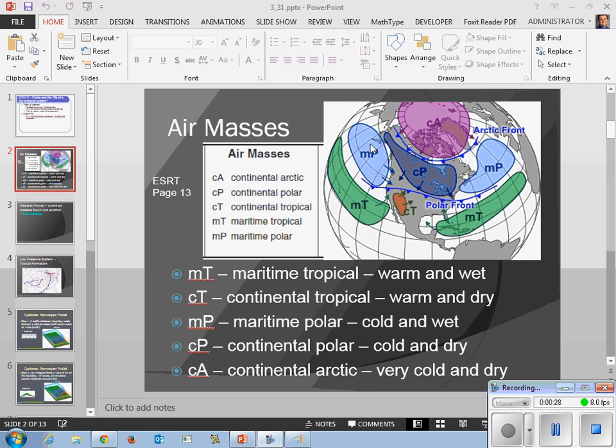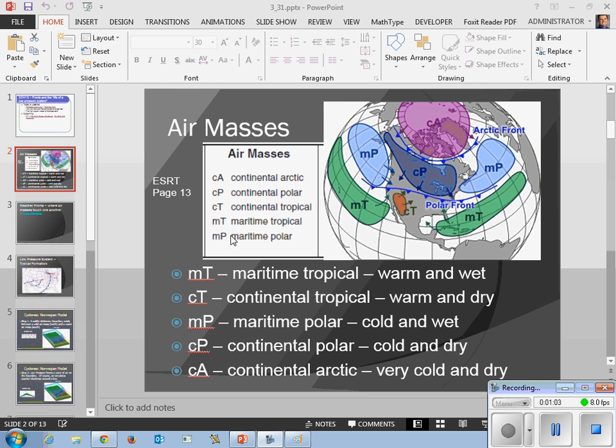The M stands for maritime, which means over an ocean, which means it's going to be a wet air mass. The P stands for polar, which means it is going to be cold because it's forming up near the pole. So that air mass is going to be wet and cold. Now, that's just where the air mass forms. That MP air mass can then move over land, like this one here could move over Canada and the United States, and that would bring wet, cold weather. So they don't need to stay where they form.